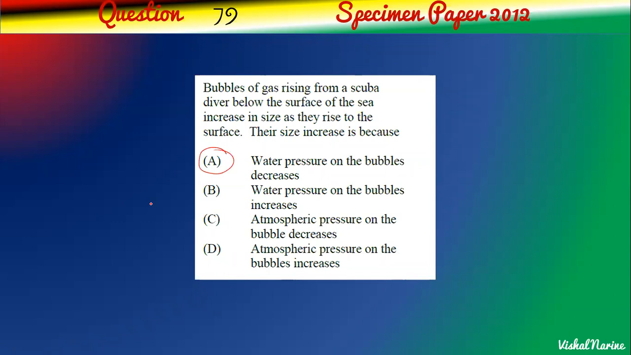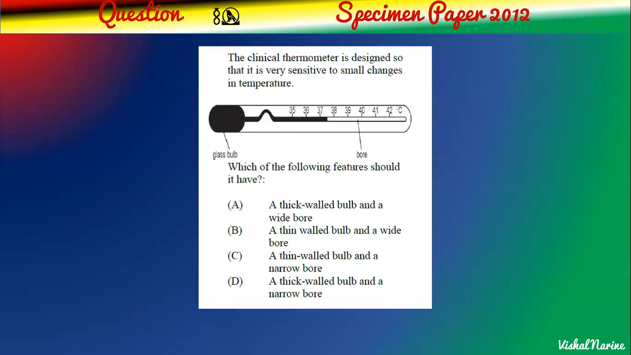Question reader will have read that bubbles of gas rising from a scuba diver below the surface of the sea increase in size as they rise to the surface. The increase in the size is simply because the water pressure on the bubbles will decrease, hence the bubbles of the gas can increase in size. Question 80 deals with thermometer, clinical thermometer.